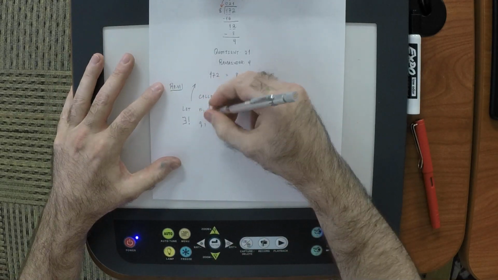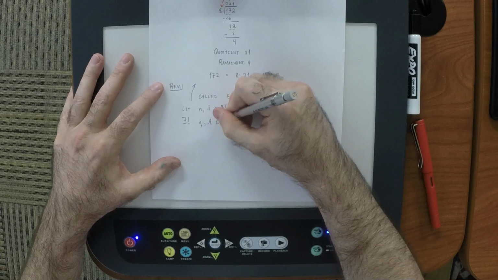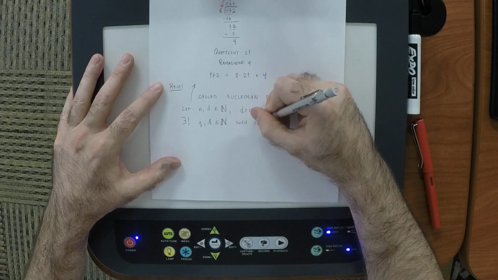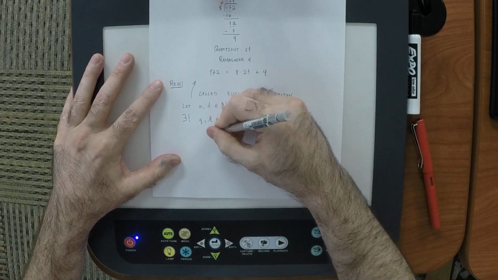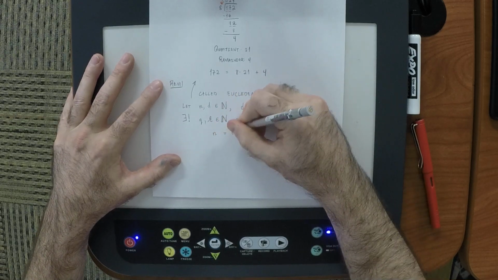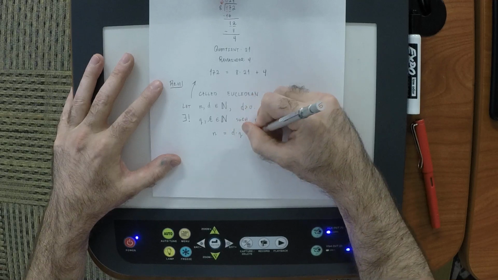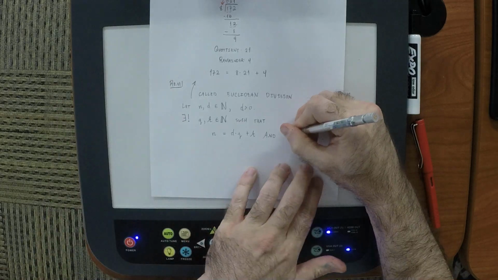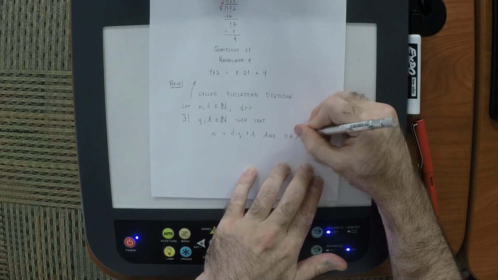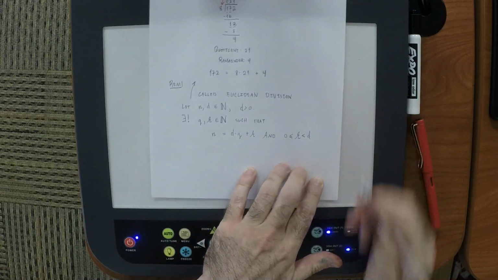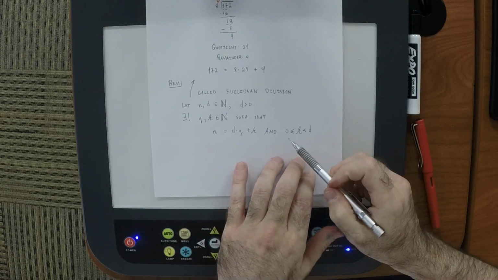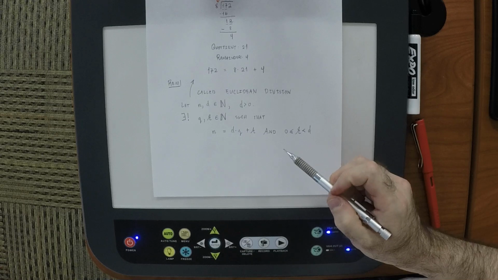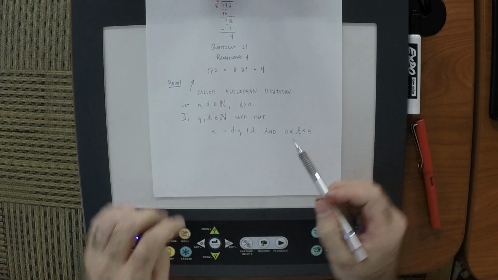Q and R in the naturals such that N is equal to D multiplied by Q plus R, and 0 is less than or equal to R, and R is less than D. So strictly speaking, I don't have to write the 0 less than or equal, because after all, I did say that R is a natural. So of course that's true.